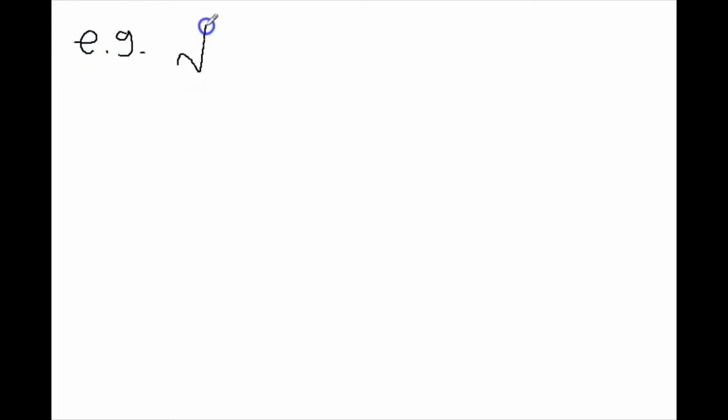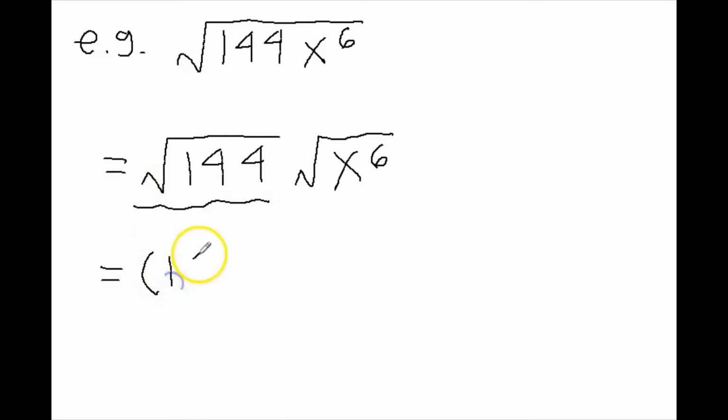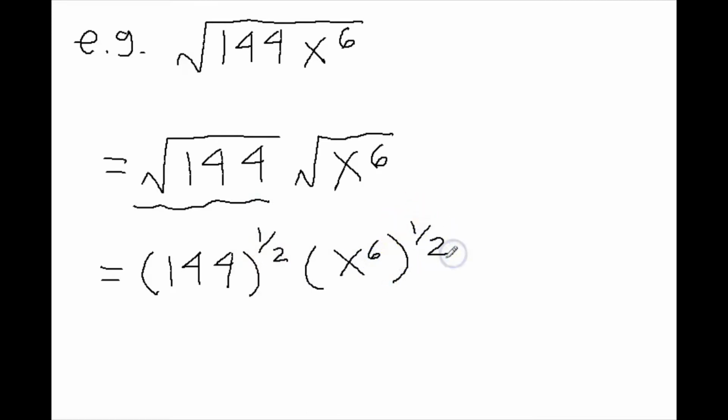So for instance, the square root of 144 x to the 6th power. Okay, I can split this up into the square root of 144 times the square root of x to the 6th. See, I can split that up. Now remember that square root means 1/2 power. So the square root of 144, I could write that as 144 to the 1/2 power. I don't really need to because my calculator can tell me that that's going to be 12. But for the x to the 6th power, I do want to write that with a 1/2 exponent. Do you see this? Okay, well, the square root of 144 is 12, isn't it? Okay, now what about this part?